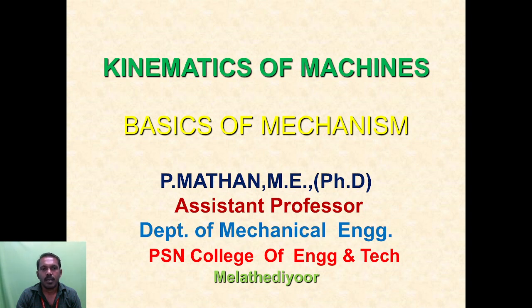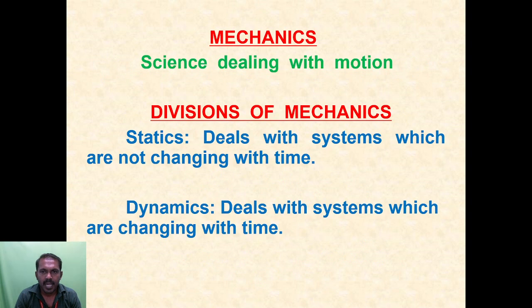Now I present the Kinematics of Machines. First of all, the basics of mechanics. Mechanics is a science that deals with motion. There are two types of mechanics. The first one is statics, the other is dynamics. Statics deals with systems that do not change with time, but dynamics deals with systems that change with time. For example, statics is a structure, and dynamics is a motion.